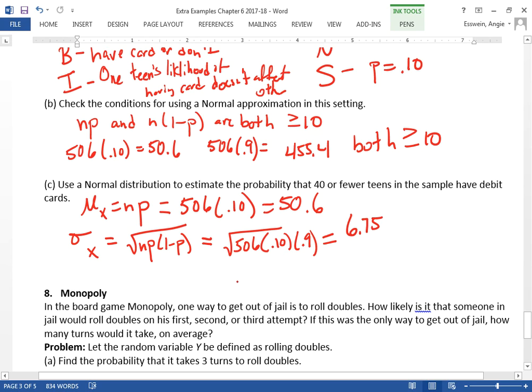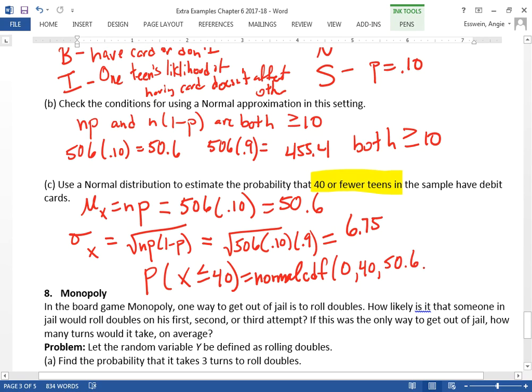So we want to know the probability that we have 40 or fewer teens in this sample. What's the likelihood we get 40 or fewer? So we're looking for the probability the random variable x is less than or equal to 40. And now we're pretending it's continuous because we're just approximating. And so we get to use normalcdf to do this. And we go from 0 to 40. That's the lower bound and the upper bound. We give it the mean that we just found and the standard deviation that we just found.